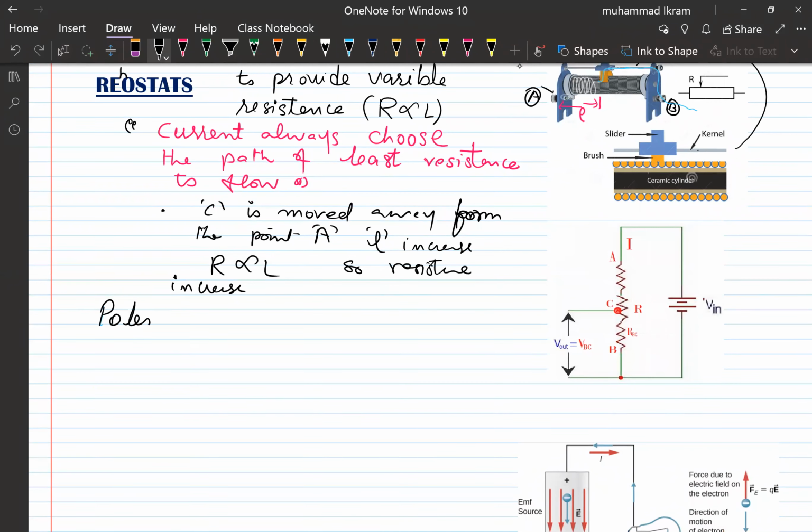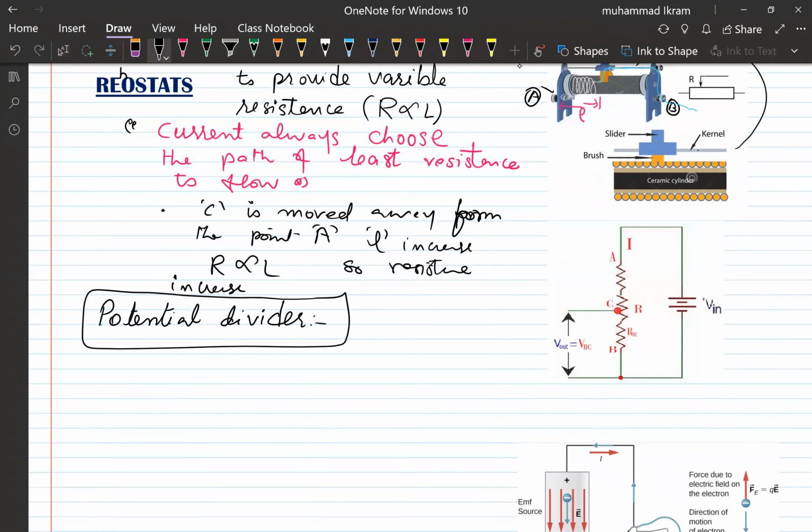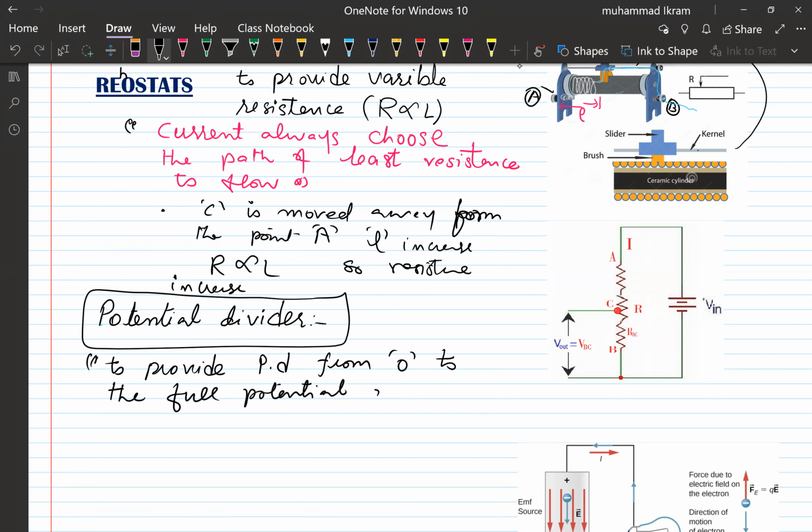Potential divider. A potential divider is a device or electrical instrument used to provide potential difference from 0 to the full potential difference of the EMF source in the circuit.